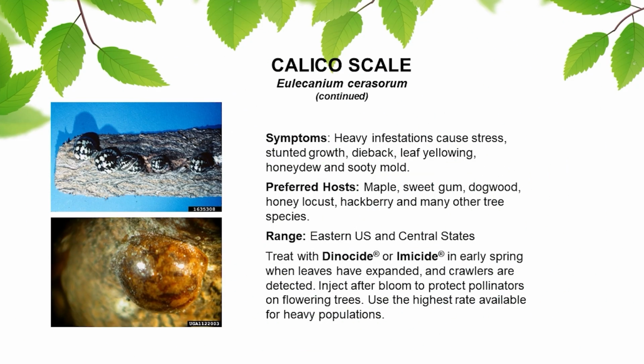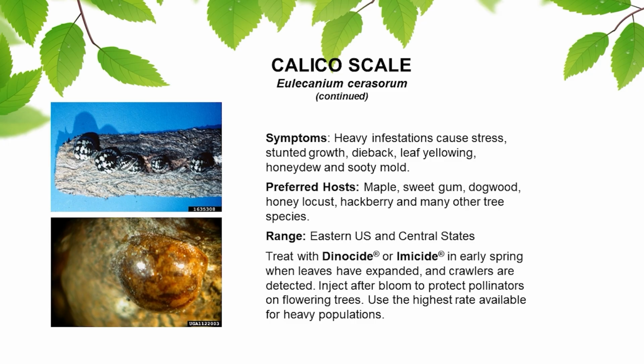Heavy infestations of calico scale cause stress, stunted growth, branch dieback, leaf yellowing, honeydew, and sooty mold. Preferred hosts of calico scale include maple, sweet gum, dogwood, honey locust, hackberry, and many other tree species. Calico scale can be found in the eastern and central United States.